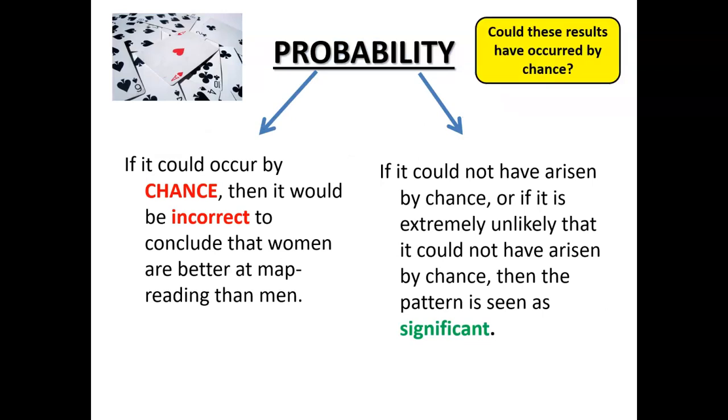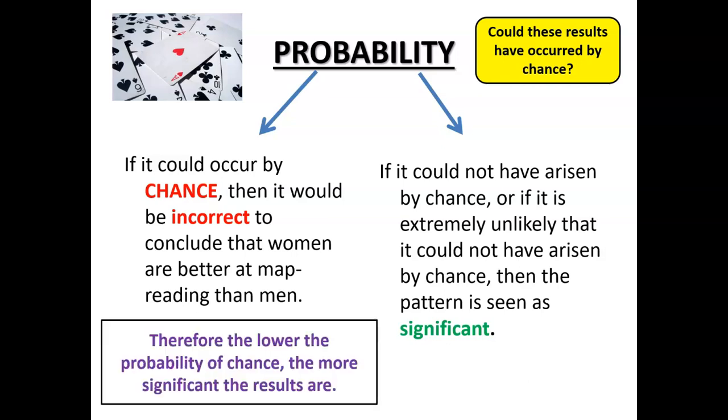As I mentioned before, if we determine that the data or the findings have occurred by chance, then it would be incorrect to conclude that women are better than men at reading maps. And if we are adamant or sure that it could not have arisen by chance, then our data or our pattern is seen as significant. And that's where we have the 0.05 element there to guide our chance or probability. Therefore, the lower the probability of chance, the more significant the results are.